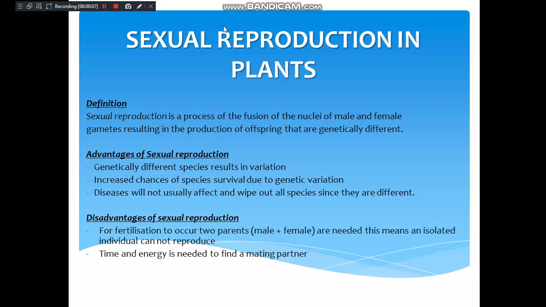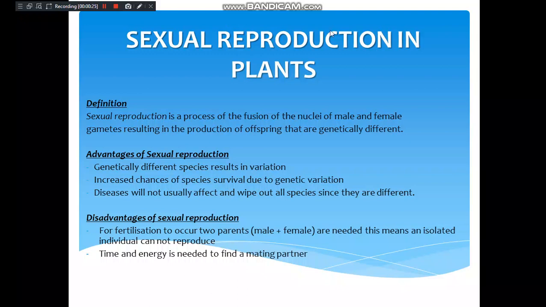Today we're looking at sexual reproduction in plants. Sexual reproduction is a process of the fusion of the nuclei of male and female gametes, resulting in the production of offspring that are genetically different.